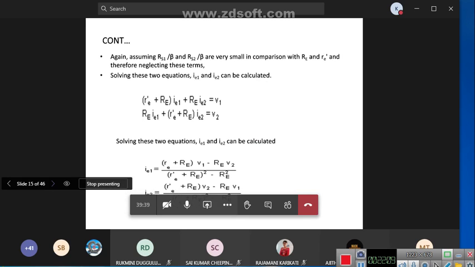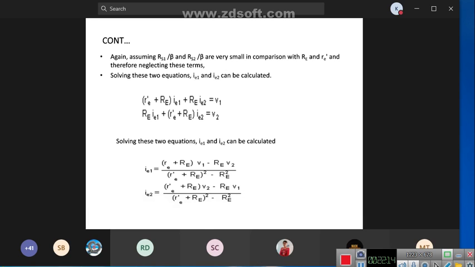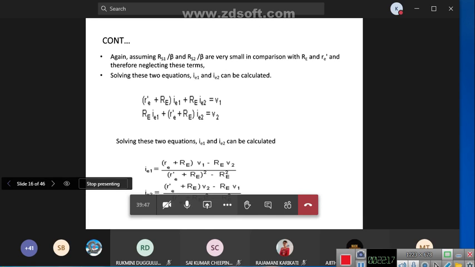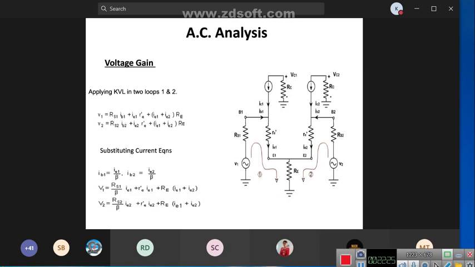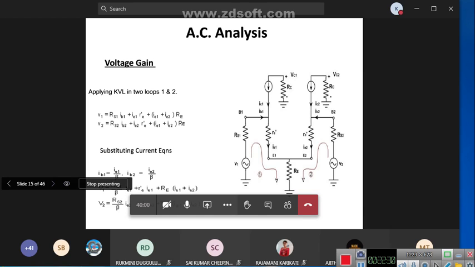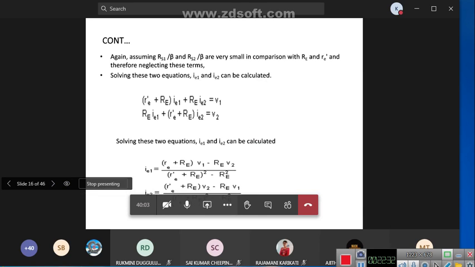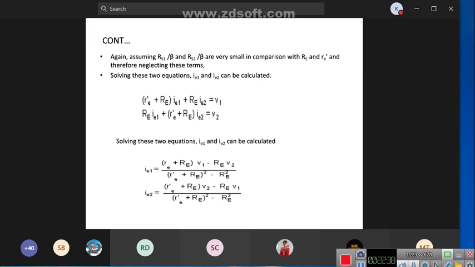If you rearrange these equations, see here, RS1 by beta and RS2 by beta are very small. Here we are having RS1 by beta and RS2 by beta. So beta value is high. That's why RS1 by beta and RS2 by beta, we can neglect these two values. So again, assuming this RS1 by beta and RS2 by beta are very small in comparison with RE and RE dash. So when you compare with RE and RE dash, this value is small. So therefore we can neglect these two terms.